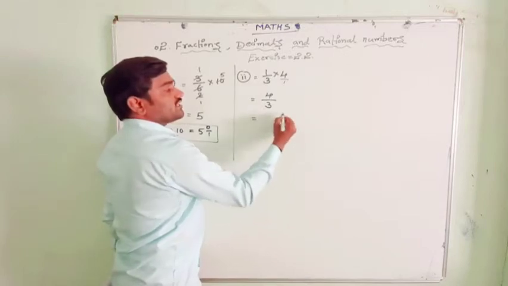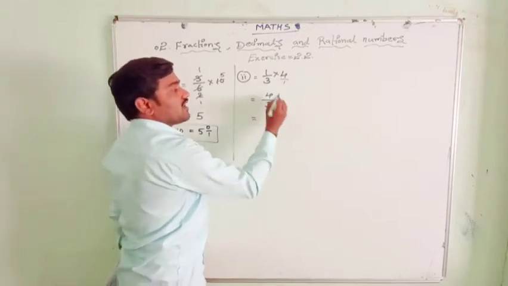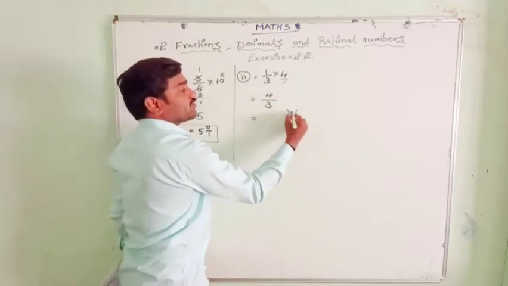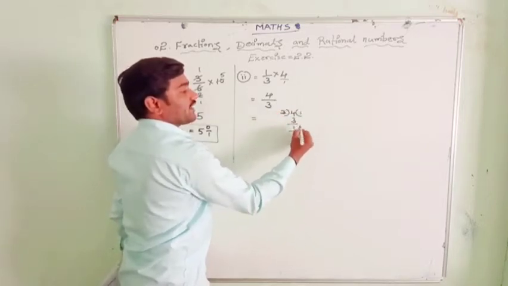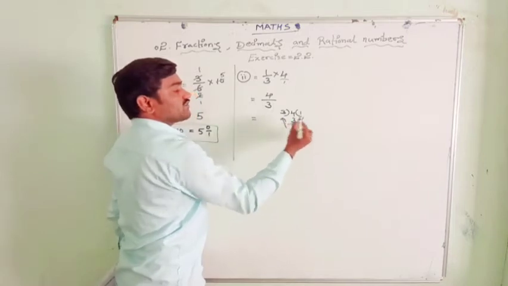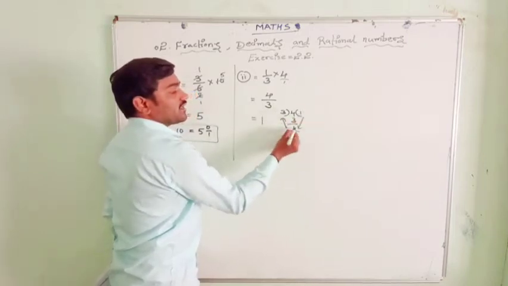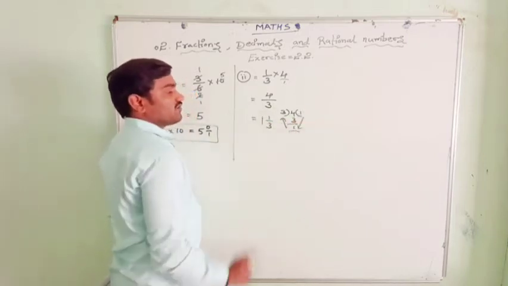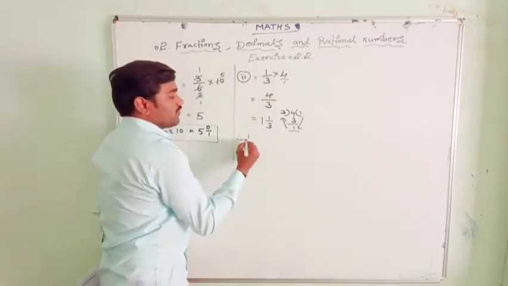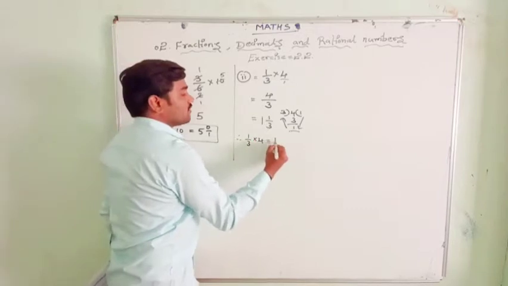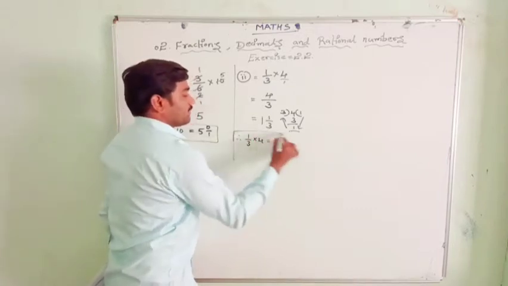So here this we need to change into a mixed fraction. Improper fractions can be changed into the form of a mixed fraction. 3 ones are 3 and 1 carry. Now you can write the mixed fraction in this form. This is the whole part, and here 1 by 3. 1 whole 1 by 3 will be the answer. Therefore, 1 by 3 into 4 is equal to 1 whole 1 by 3.